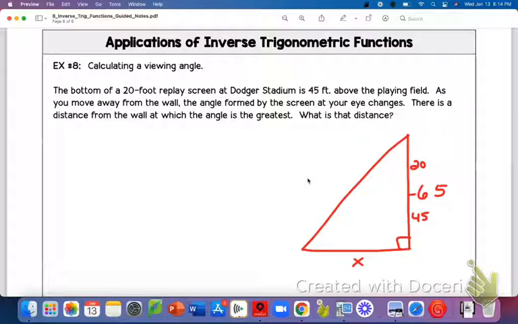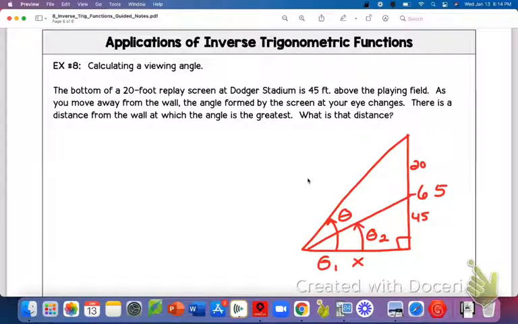Okay, so we've got two different angles happening. We want theta to be the greatest angle that we would need. So the greatest angle, let's say, is right here. So we'll call that theta. And then you have two different angles happening. You have theta 1, which would be the whole entire angle of that triangle. You got theta 2, right?